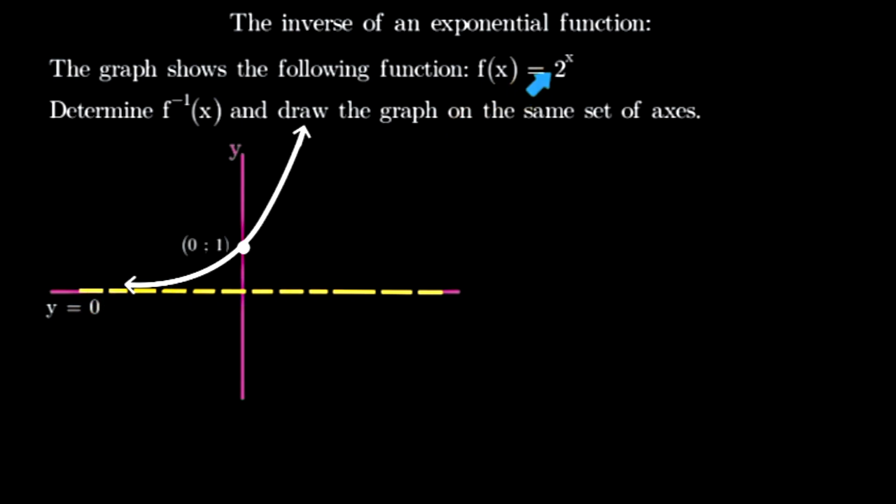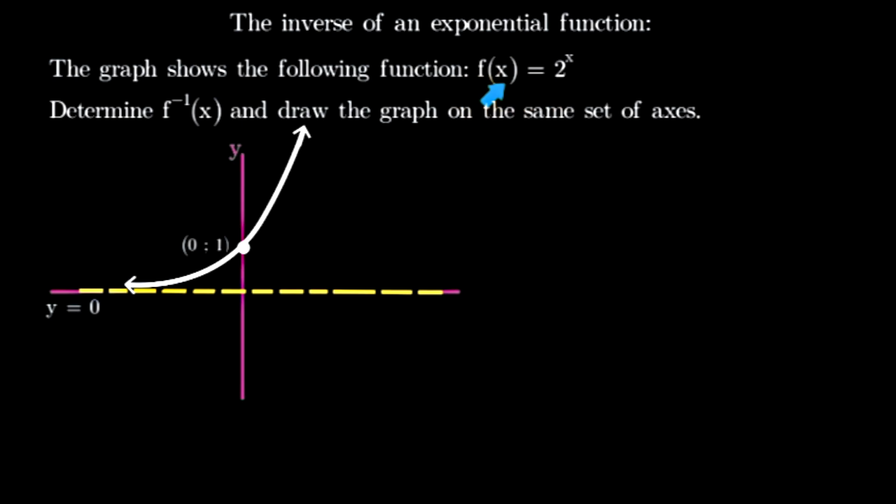Now we go and look at this coefficient. It's a positive 1, and that is why the graph is above the asymptote. Then the next one, this base, this value is greater than 1, and that's why this exponential function from left to right slopes away from the asymptote. Okay, so now that we know all of that, we can determine the inverse and then draw the graph on the same set of axes. That is actually what we need to do.